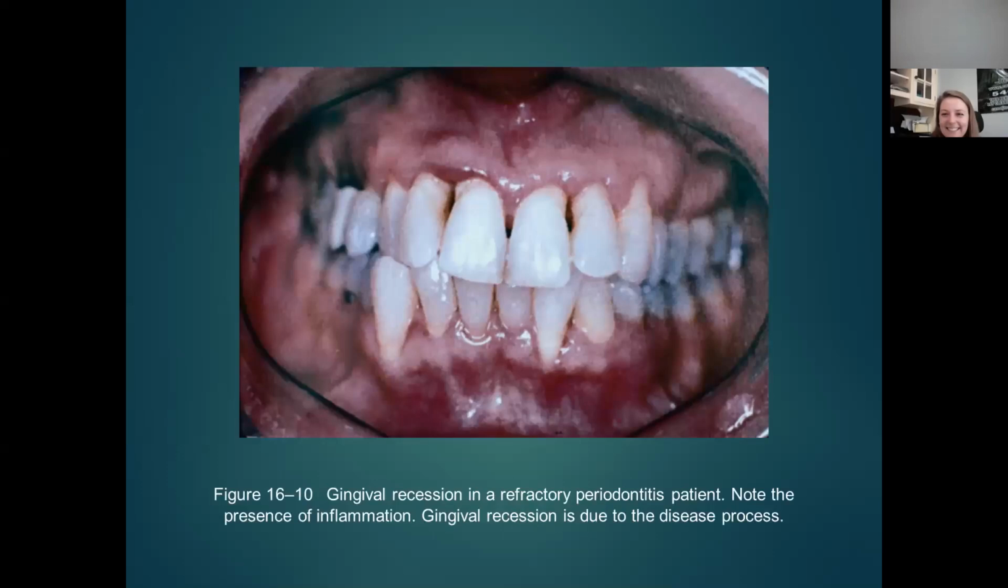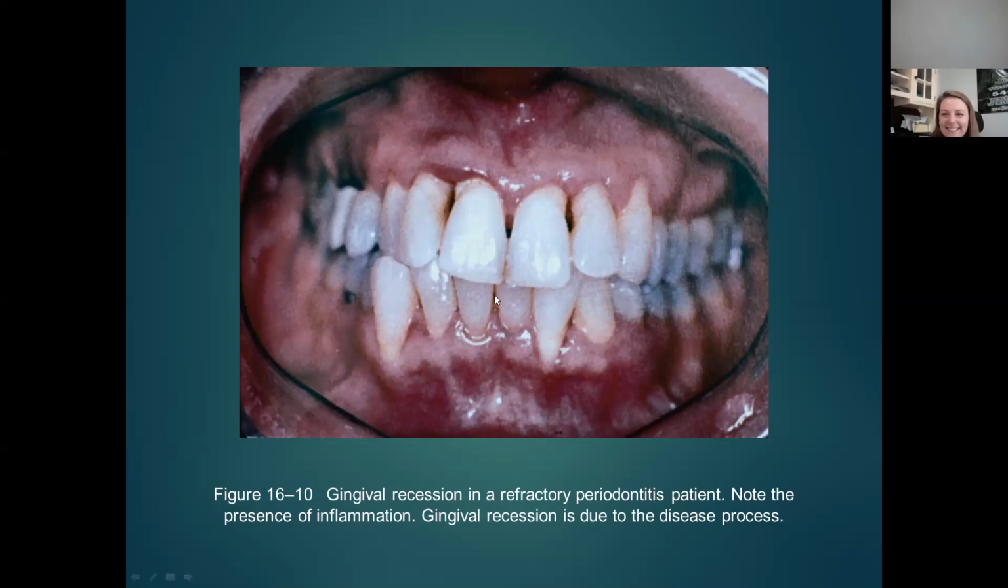Gingival recession in refractory periodontitis. Now remember, refractory, we're not really using that as a special category. We used to have perio 1, 2, 3, 4, and then refractory. Any unresolved case can be refractory. So you can be refractory gingivitis if they're not responding to treatment. Gingival recession here is due to the disease process.